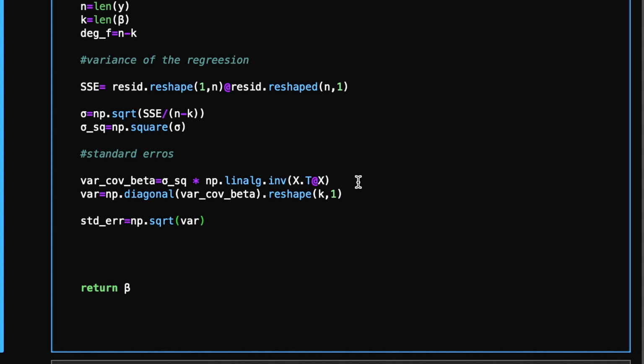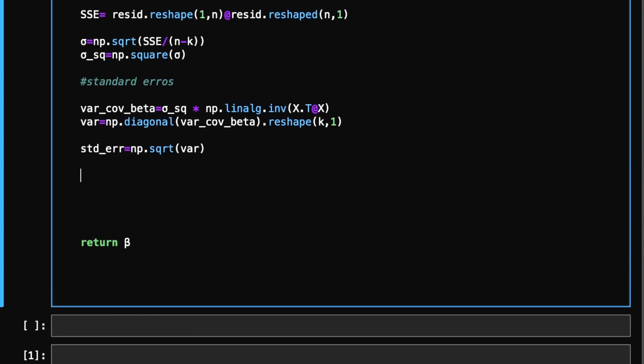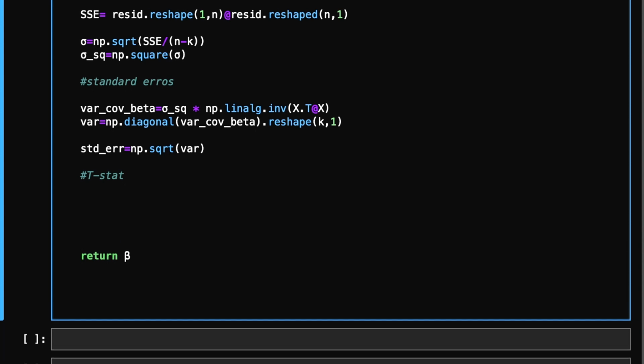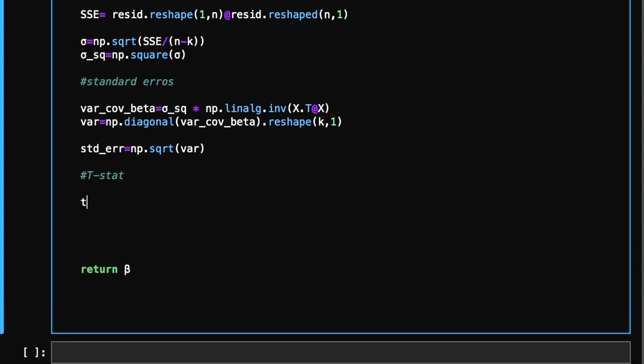Alright, now let's get the t statistic. So for the t stat, in this case, t stat is just going to be beta divided by its standard error.